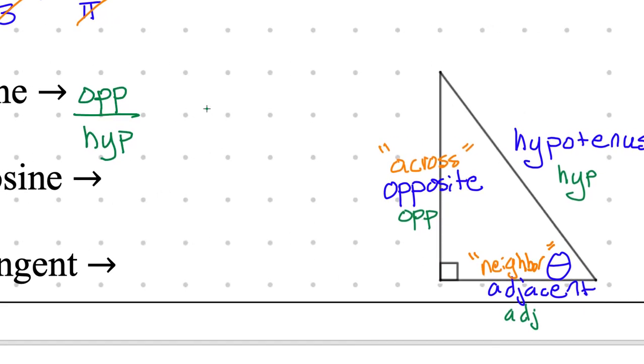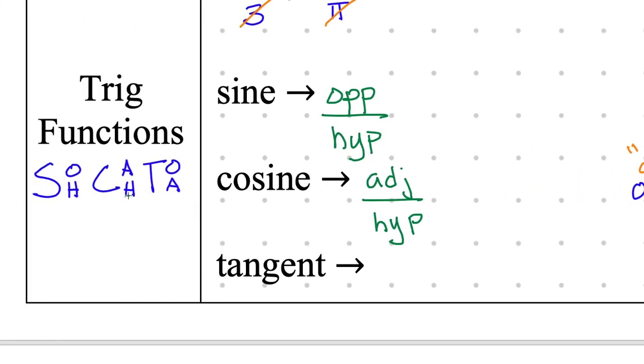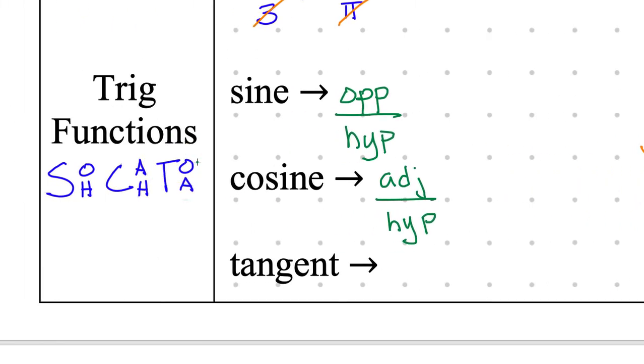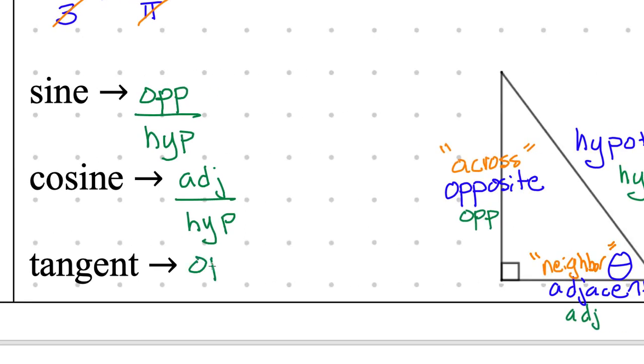What about cosine? Quiet raised hand. What over what for cosine? Use Sohcahtoa. I'm looking for people that still have cards. Who has a card? Emily, yeah. It is indeed adjacent over hypotenuse. Thank you. I'll take your card. Who else still has a card? Leo, tangent. Careful. So Toa, look at your Toa right there. O and A. Opposite over adjacent. Thank you.